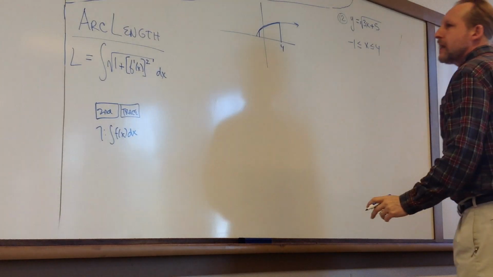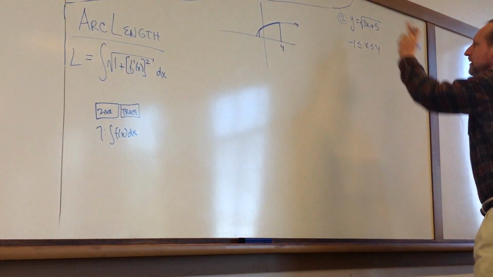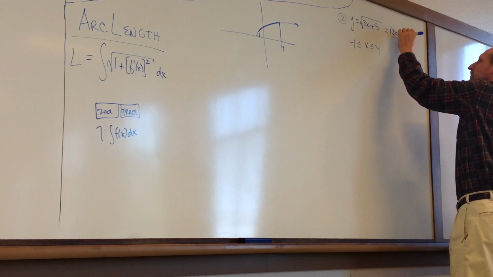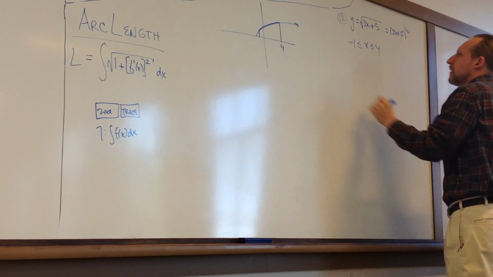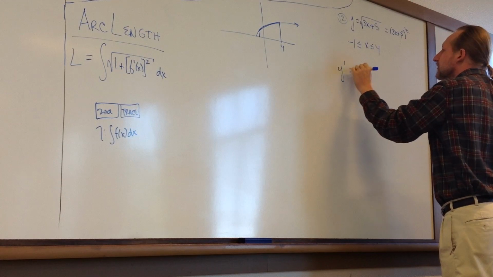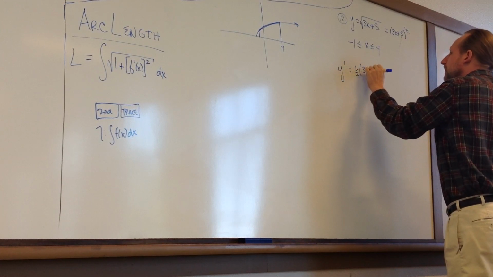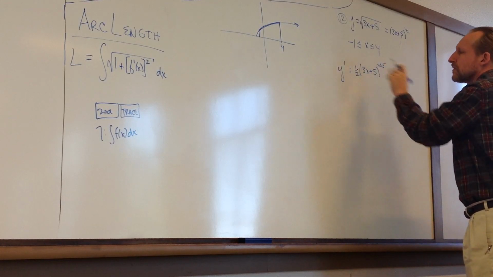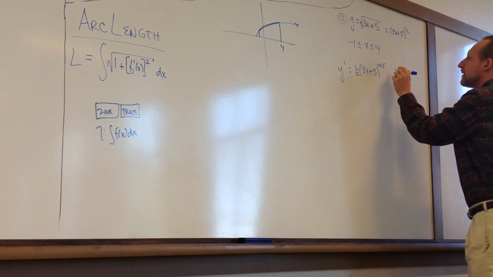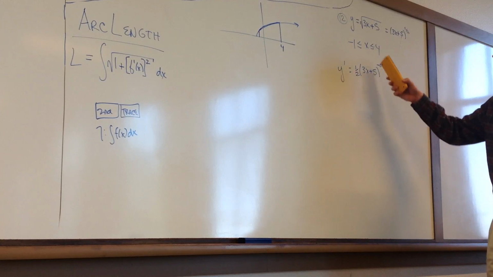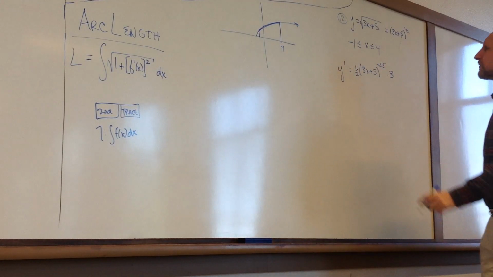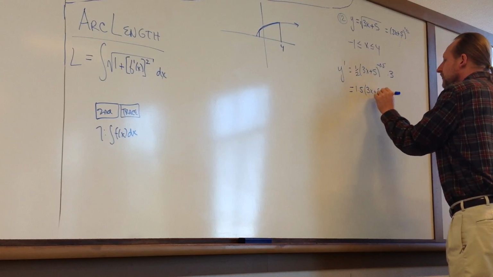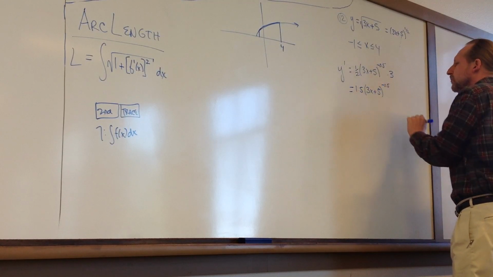Okay, so now if we want to know the length of that, we need to know the derivative here. So remember, this is (3x plus 5) to the 1/2 power. So our derivative is going to be 1/2 (3x plus 5) to the -1/2. And then don't forget your chain rule. This is going to have to get multiplied by 3 because the derivative of what's inside there is 3. So this is going to be 1.5 (3x plus 5) to the -1/2.